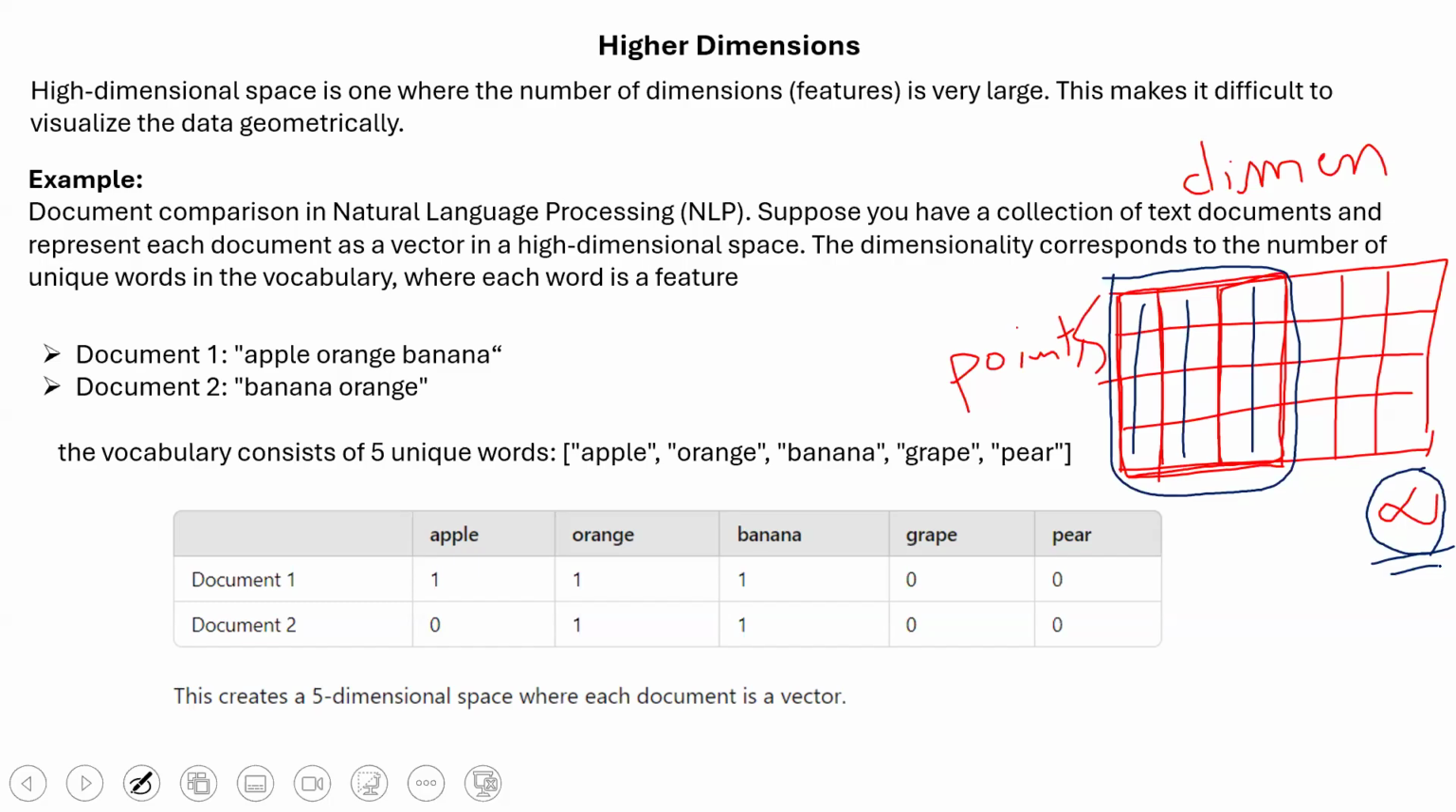With that in place, let's start understanding what higher dimensions are. A higher dimensional space is one where the number of dimensions, which we also call features, is large. We have seen features and labels. Can someone tell me the difference between a feature and a label?